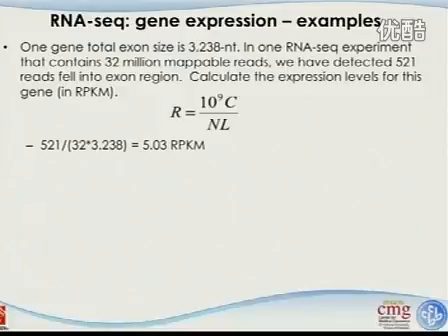So what you do is you take this total number divided by this M, which is 32 million. You just put 32 there, right? And the other one is 3,000 base pair. You just put 3. So this is in a unit of 1,000. This is in a unit of million. And after that, you calculate this gene expression. It's close to 5 RPKM.